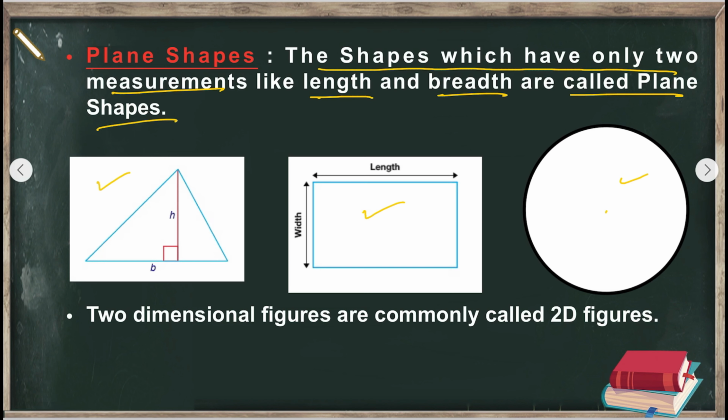Basically the two-dimensional figures are commonly called 2D figures. These figures have only two measurements, only two dimensions, so these are called plane shapes. So all the 2D figures are called plane shapes.